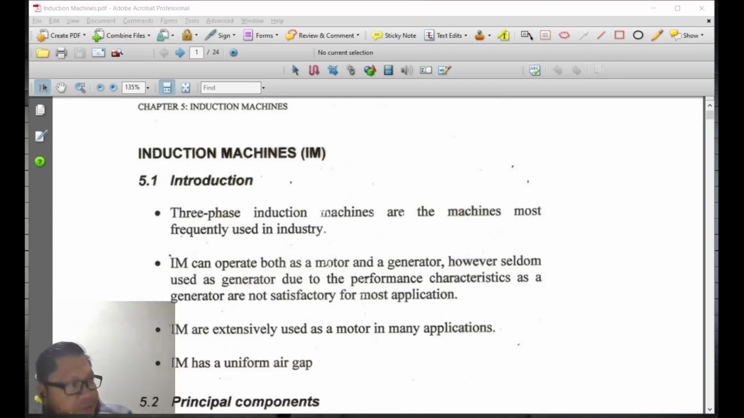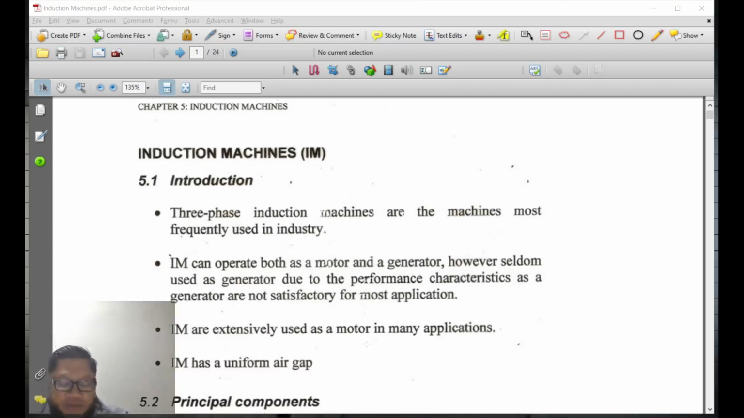Okay, induction machine. Three-phase induction machines are the machines most frequently used in industry compared to the DC machines. Induction machines can operate both as motor and generator, however they are seldom used as generators because the performance characteristics as a generator are not satisfactory for most applications. So very much the IM is used for motor operation compared to generator. For generators we usually use the synchronous machine. And then the IM is still used as a motor in many applications.